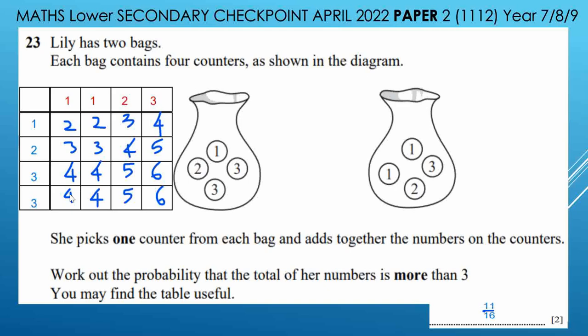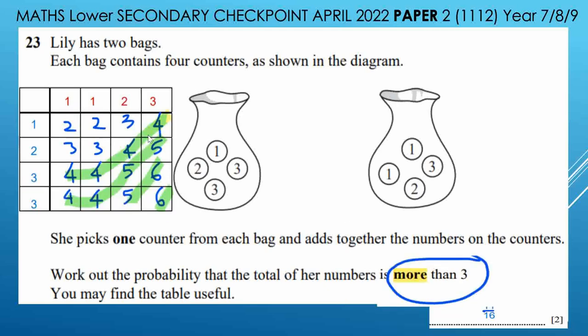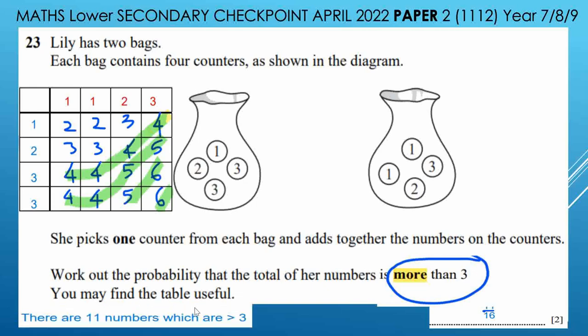3 plus 1 is 4. 3 plus 1 is 4. 3 plus 2 is 5. 3 plus 3 is 6. Now, more than 3: we have to mark the numbers that are more than 3 and count them. 1, 2, 3, 4, 5, 6, 7, 8, 9, 10, 11. So 11 numbers are greater than 3.